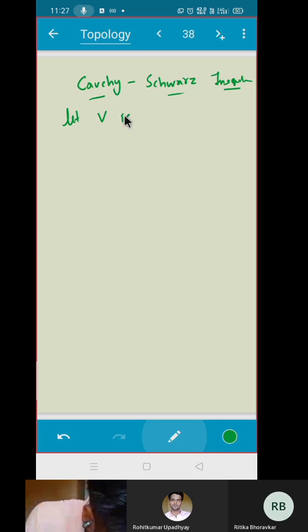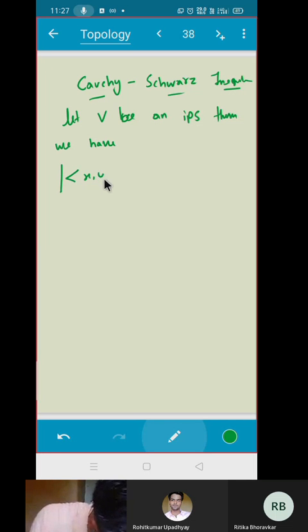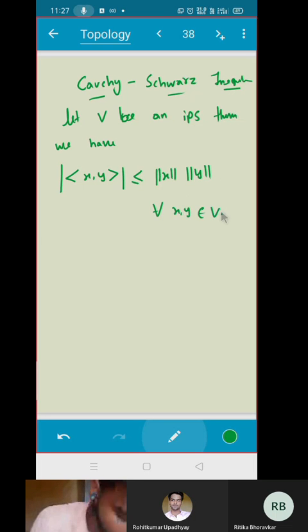Let V be an IPS, inner product space. Okay? Then we have mod of inner product of x comma y is less than or equal to norm x norm y, for all x comma y belongs to V. This is what the Cauchy-Schwarz inequality is. This is what you want to prove.